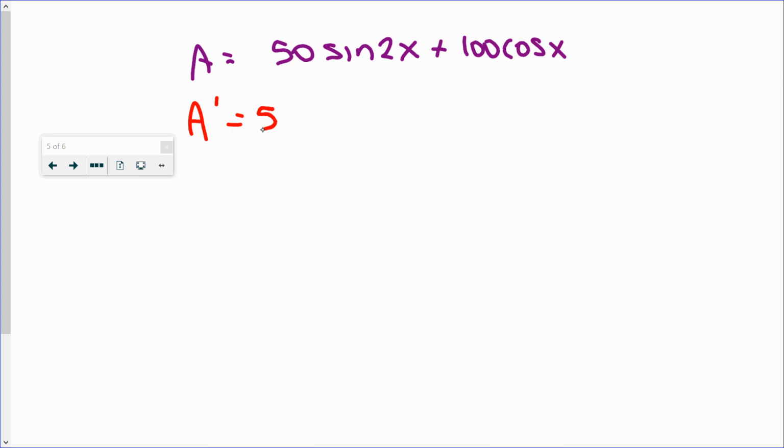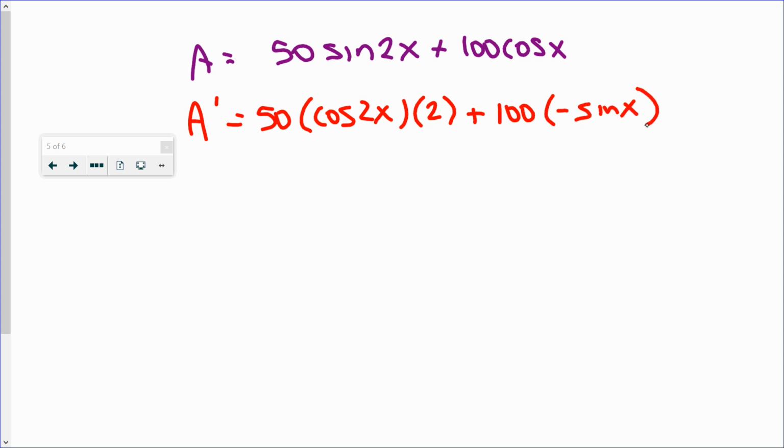So 50 sine 2x plus 100 cos x. Let's take the first derivative. So 50 times derivative of sine is cosine 2x. It's not just x, so I have to do chain rule. Derivative of 2x is 2. Plus 100 times cos x. Derivative of cos x, it's a co function, so it's negative sine x, and the derivative of x is just 1. Okay, so I'm going to have 100 cos of 2x minus 100 sine x. Okay, now I want to set that equal to 0 and solve.